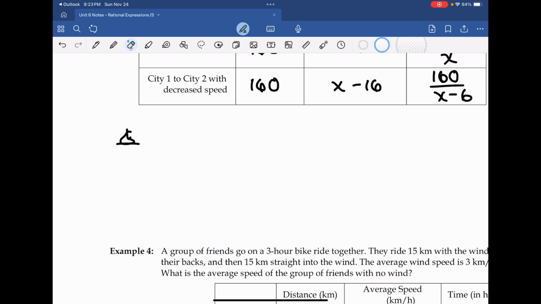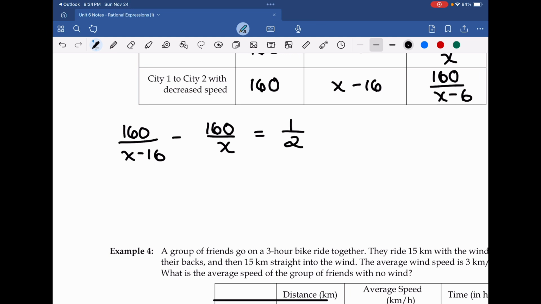This is going to be 160 over x minus 16, minus, because we're taking the difference in order to get this time, 160 over x. And supposedly, if we take these two times and subtract them, we end up getting 1 over 2, or that it is a half an hour longer in order to go this slower speed.